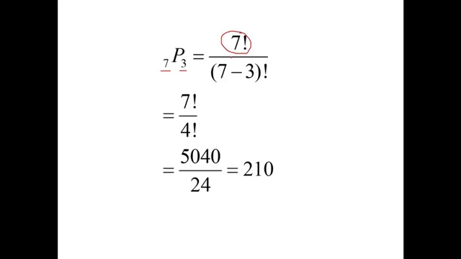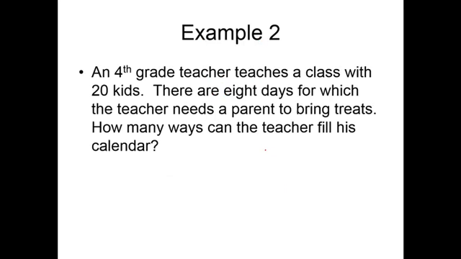7 factorial divided by 7 minus 3 factorial. And remember, 7 minus 3 is 4, right? You do that subtraction before you take the factorial. So 7 factorial over 4 factorial, this is 5040 divided by 24. That brings us to 210.